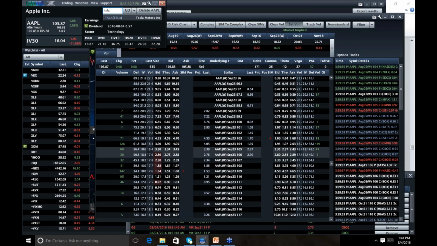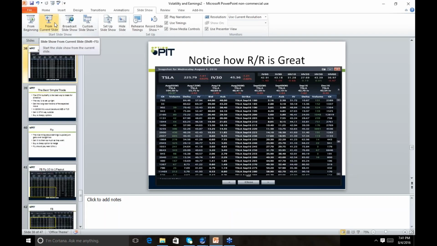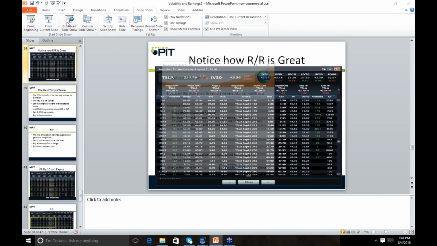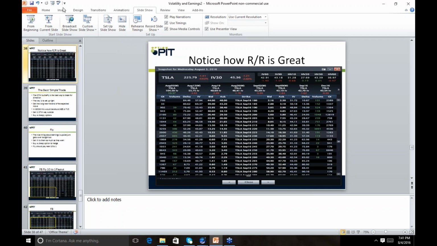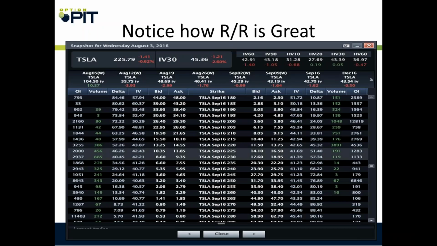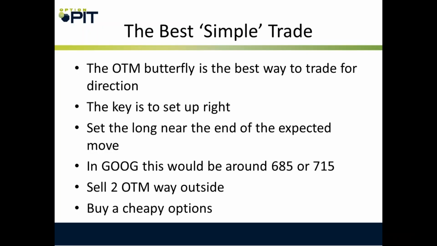Sometimes after the bell, these can be a little slower to load up. So the point is these risk reversals can be really nice. Here's a Tesla one from Wednesday. Look at the huge credit I can get on it. It's a nice looking trade. Right now, the best simple trade for making money on earnings would be a butterfly.